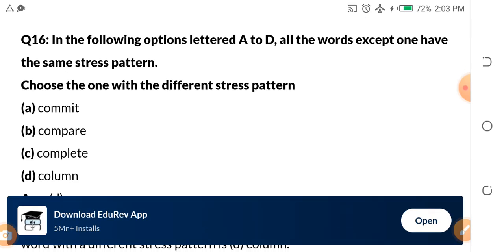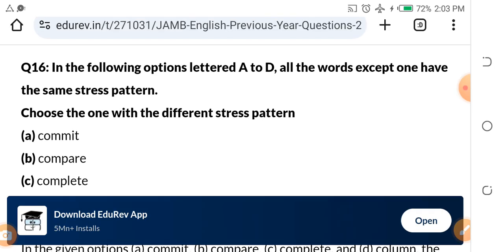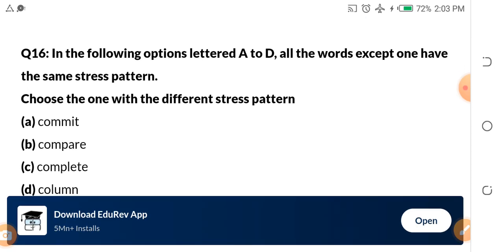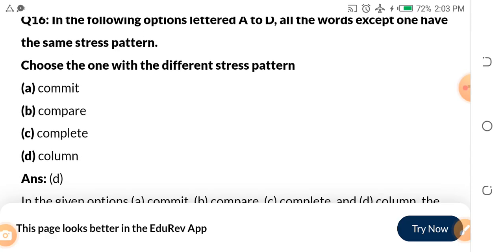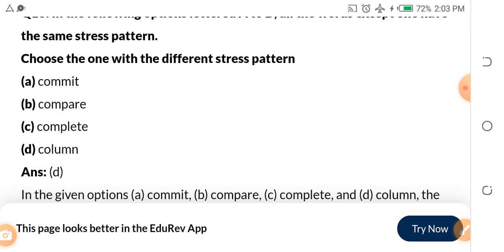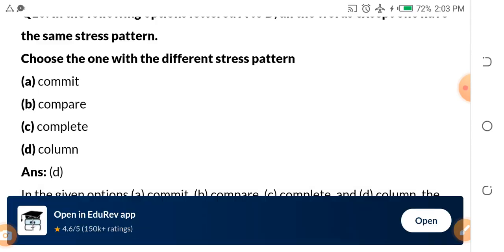We have been on a series giving you the expected questions that you should expect in JAMB Use of English, and we have arrived at part 23. Let's continue. In the following options, letter A to D, all the words except one have the same stress pattern. Choose the one with the different stress pattern.